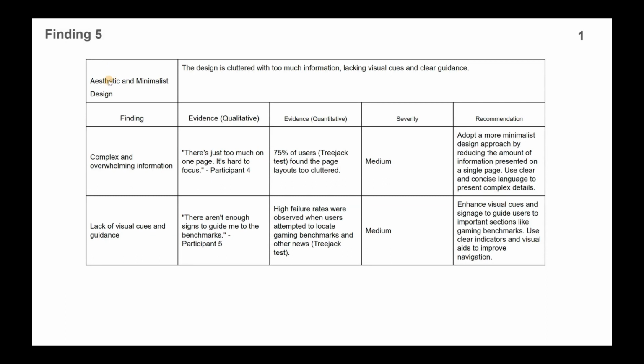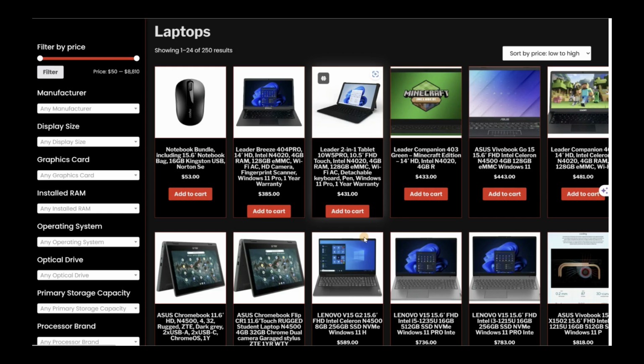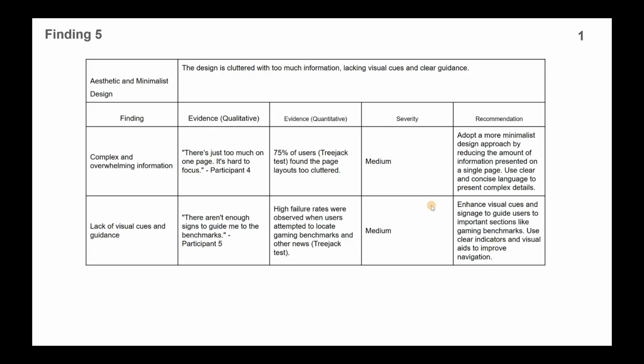The fifth finding addresses the issue related to aesthetic and minimalist design. During our survey, many participants noted that the page information was overly complex, with the excess of details making it difficult to locate the target content. Additionally, there was feedback about the lack of clear visual cues and guidance, preventing timely target location. As demonstrated on the following page, the information is too complex to focus on. Our recommendation is to reduce the amount of information displayed and use clearer language to convey complex details. Clear and appropriate guidance should be provided on the page too.